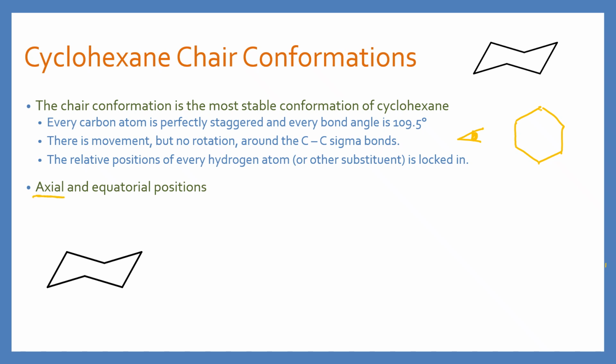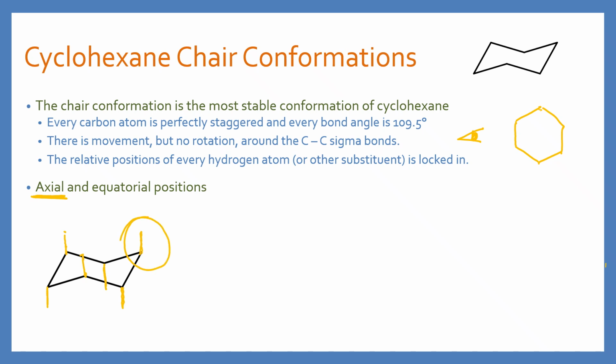First, we're going to look at the axial positions. Because each of these carbons is perfectly tetrahedral, 109.5 degrees, these bond angles and positions are locked in. So axial positions are straight up and down, running through the molecule, and they alternate their up and down positions.